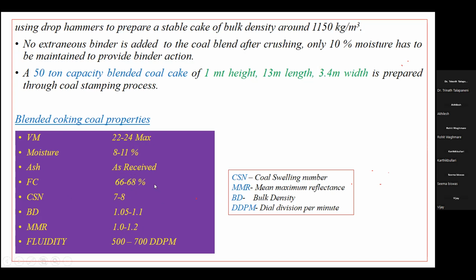Out of this, if you focus on these three, that is VM, the moisture, and the third thing, the FC, fixed carbon. Once this coal is subjected to the coke making process, certainly you can see a variation in these parameters: VM, moisture, and FC.